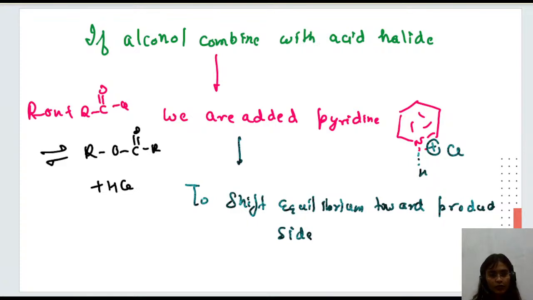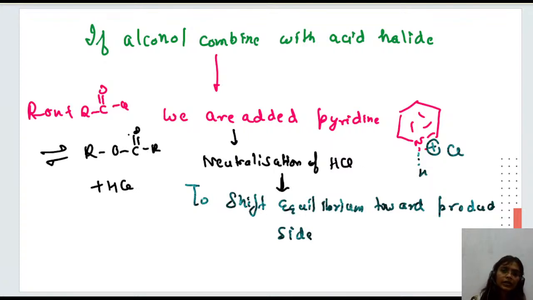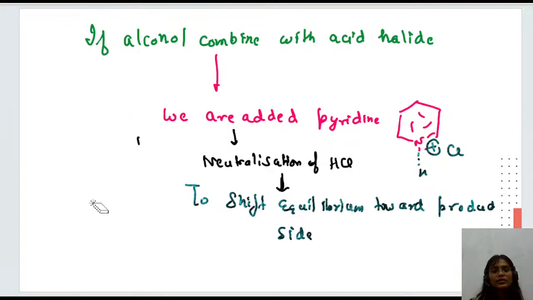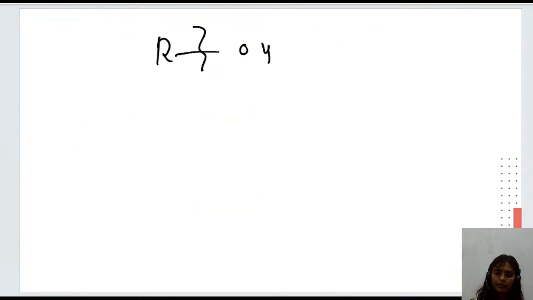Let me add one more point: if you add the pyridine, neutralization takes place. Neutralization of HCl, and then it shifts the equilibrium toward the product side. This is how you can simply remember. It's again important for acceleration or a reason-type question. So this is all for the ROH part. Let me just check that it's enough. Now let's see the ROH part.